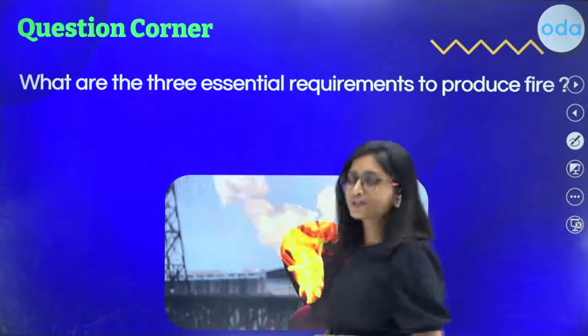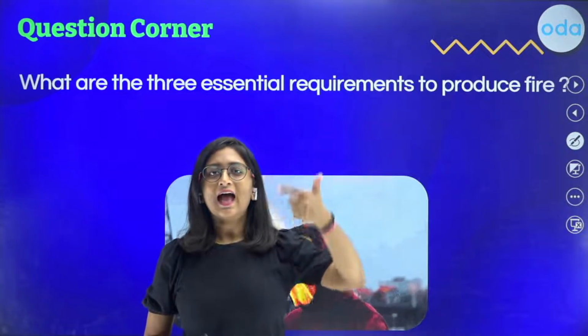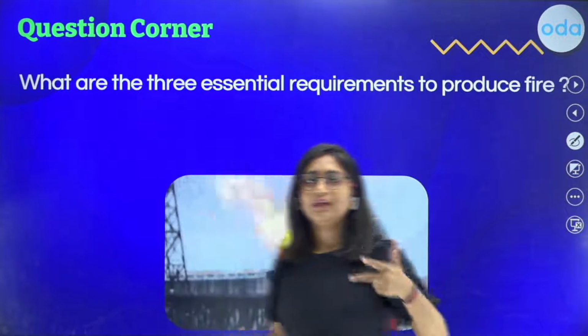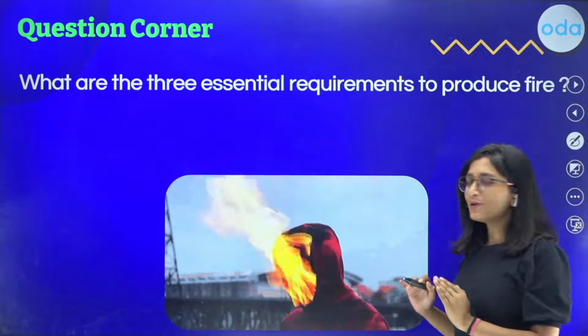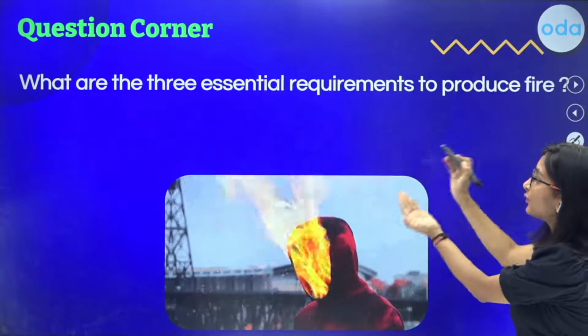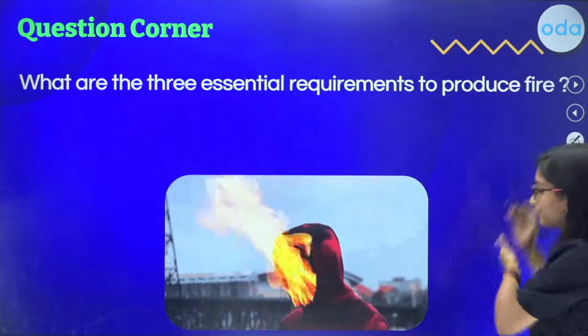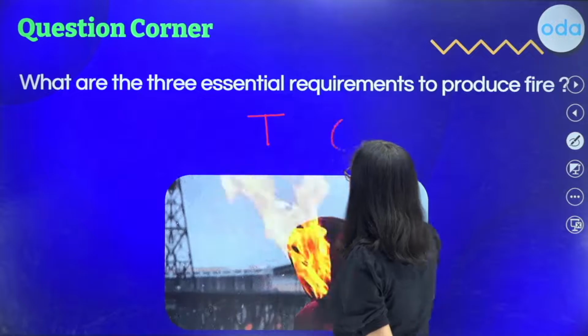Right now, what does TOF mean? T for temperature, O for oxygen, and F for fuel. Now these all three are going to control the combustion. If you had this question, what are the three essential requirements to produce fire, now you have got it. That's going to be TOF.